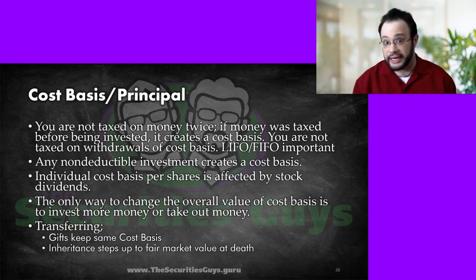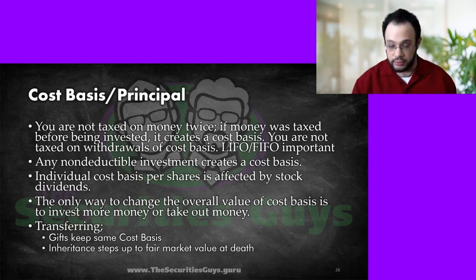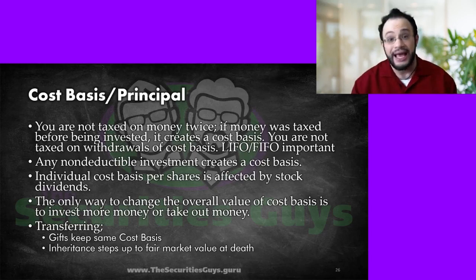But I also could die. And if I died and left my stock to my two children, Brian Jr. and Brianna, well, they would inherit, they would step up the cost basis to the fair market value at death. In this case, they would each inherit $250,000 at a $250,000 cost basis. Meaning if they sold it soon, they likely would have none or at least very low capital gains.